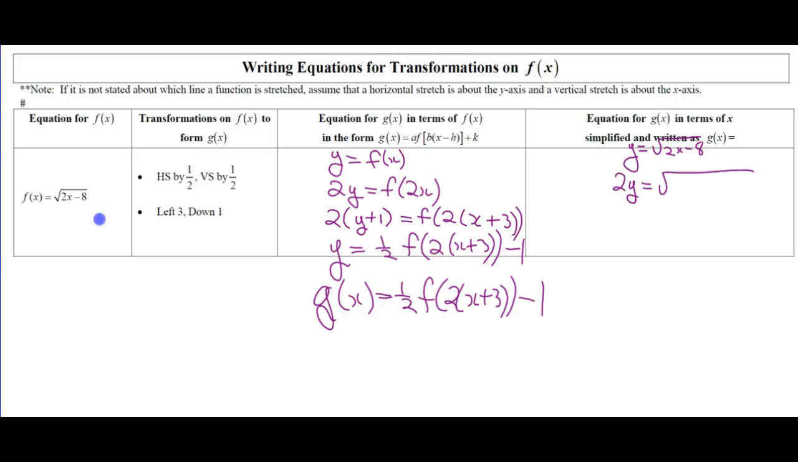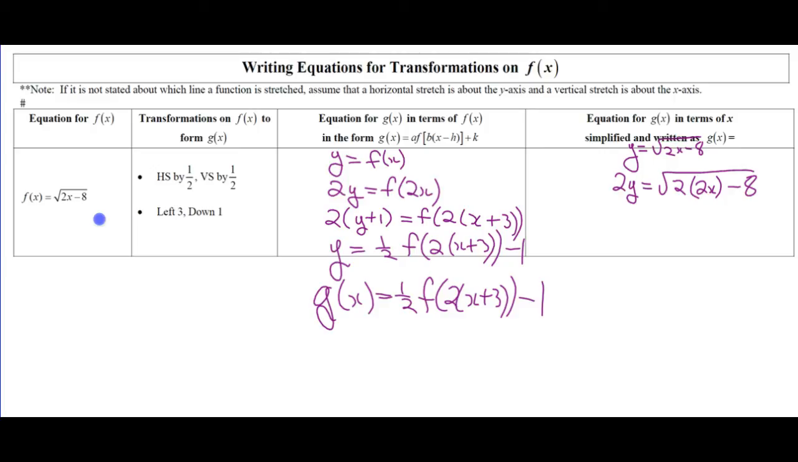Now, how do I do a vertical stretch by a half? Or sorry, that was a vertical stretch by a half. How do I do a horizontal stretch by a half? Where I see x, what do I write? 2x. So now this becomes 2, and then what? 2x, and then the minus 8. Okay. Now what?